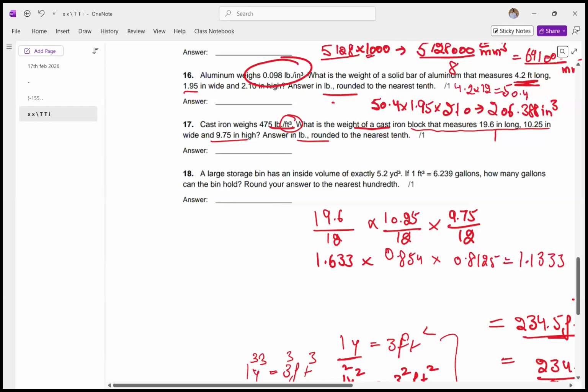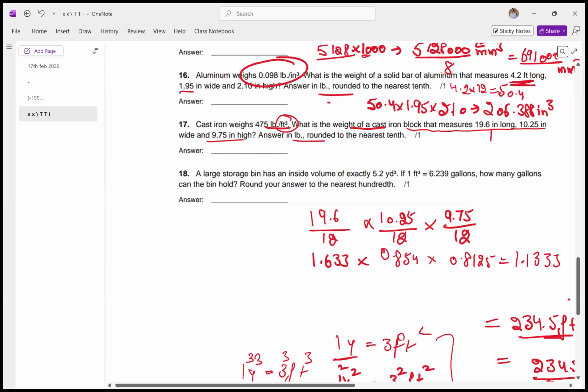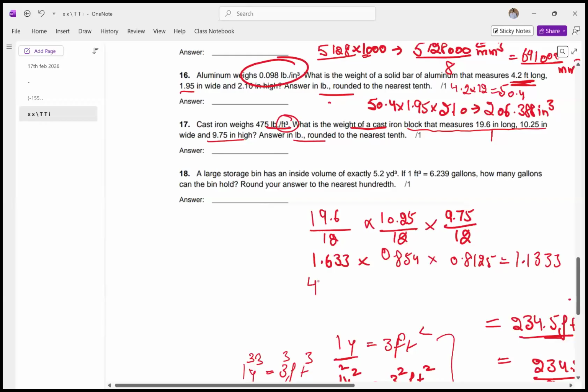And then you just multiply by 475, because cast iron weighs 475 pounds per cubic feet. So 475 multiplied by 1.133, that's going to give you 538.175 pounds. That's the answer.